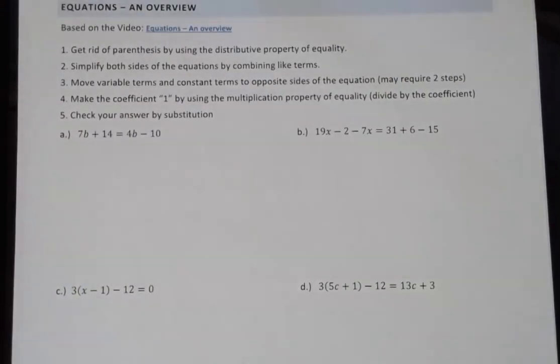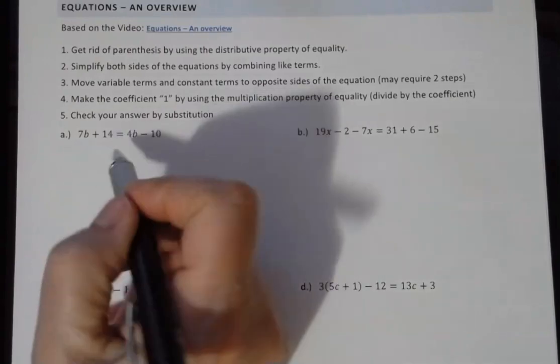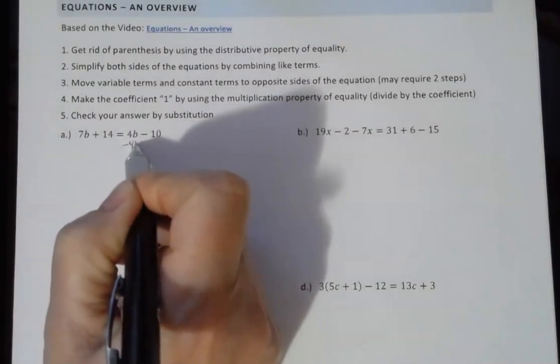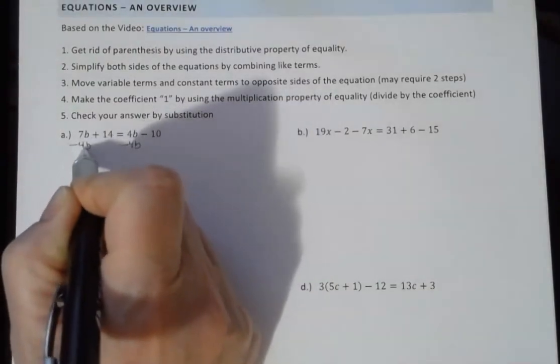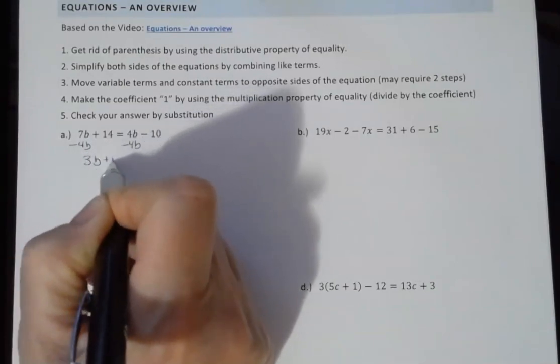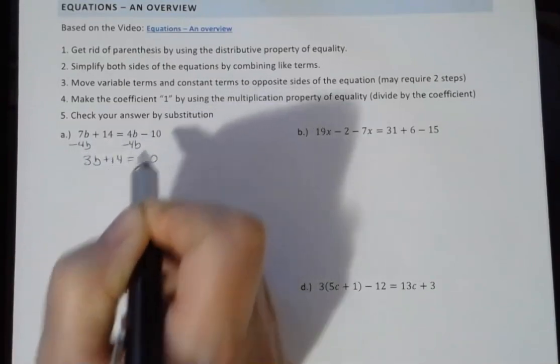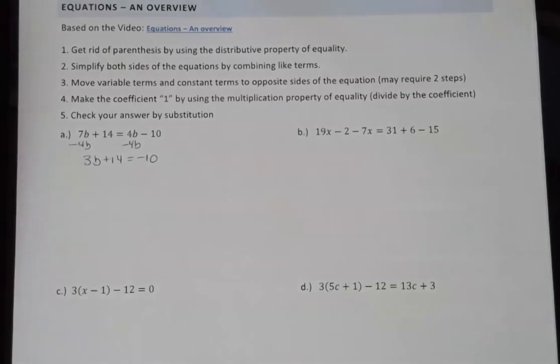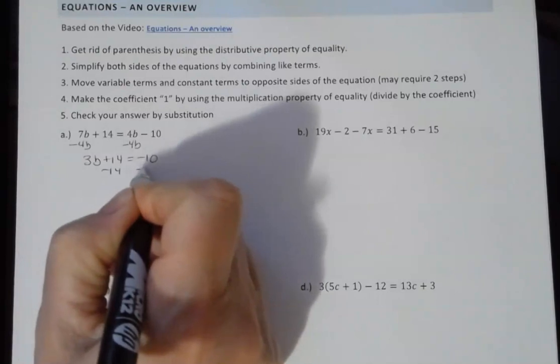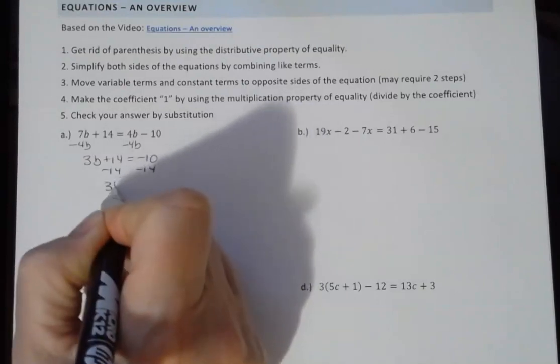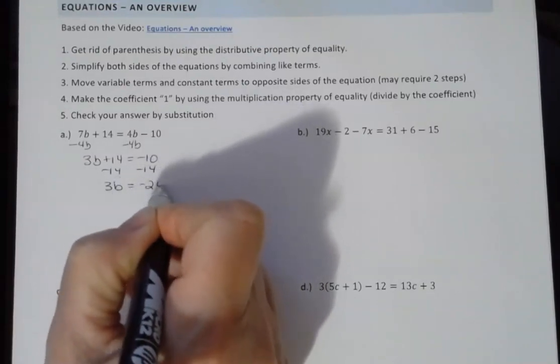Okay, so let's take a look at the first one. We're going to move the b terms, or the variable terms here, to the left by subtracting 4b from both sides. That's going to leave us 7b minus 4b, which is 3b, plus 14 is -10. Then I'm going to move the constant terms to the other side, so I want to get rid of that 14. Subtract 14 from both sides, and we get 3b equals -24.